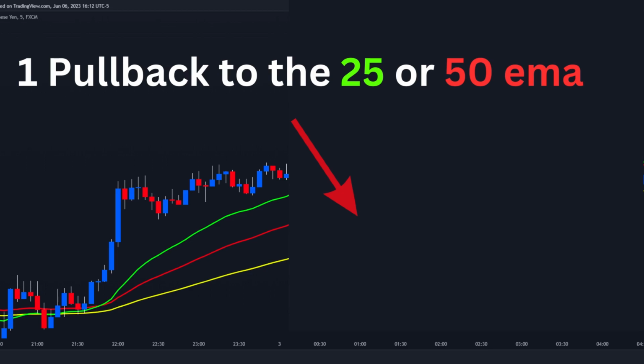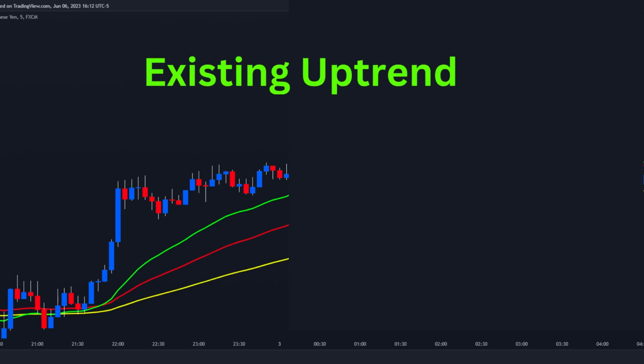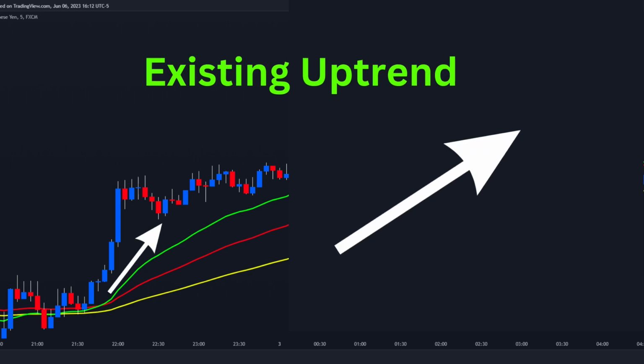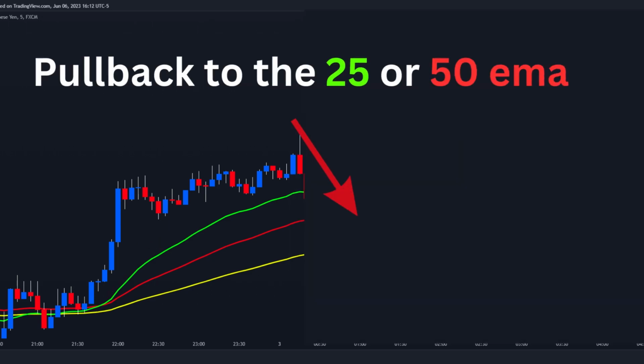Let me show you what I mean. So, in this chart, we have spotted an existing uptrend as shown by the three EMA. All of them are heading upwards while the candles are above them. Next, you want to wait for the price to make a pullback towards the 25 or 50 EMA. And this will act as the entry setup.